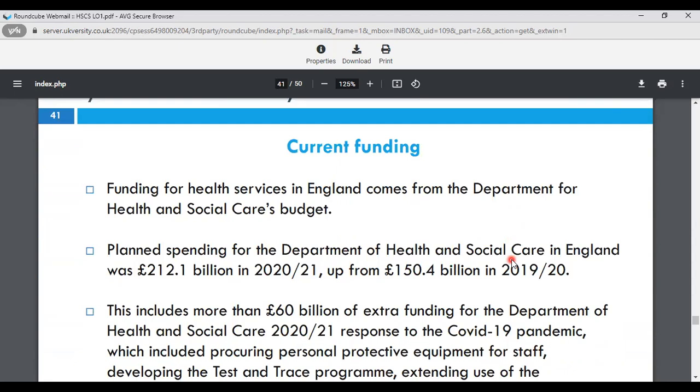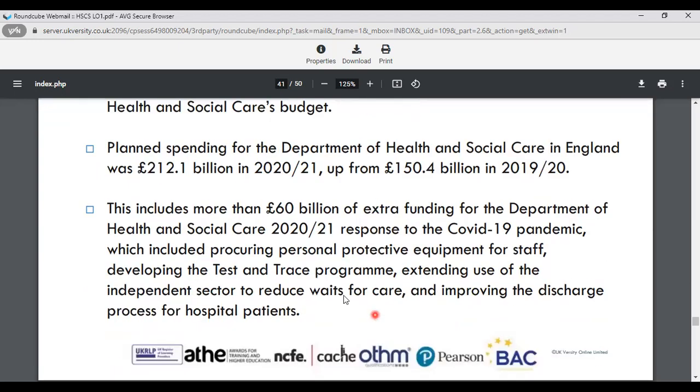And then we analyze the current funding. Funding for health services in England comes from the Department of Health and Social Care's budget, and planned spending for the Department of Health and Social Care in England was 212.1 billion in 2020 to 21, up from 150.4 billion in 2019 to 20. This would include more than 60 billion of extra funding for the Department of Health and Social Care, responsible for the COVID-19 pandemic. This included procuring personal protective equipment for staff.